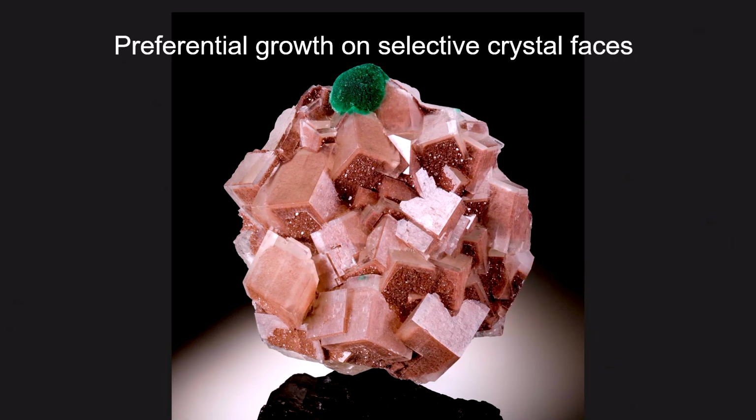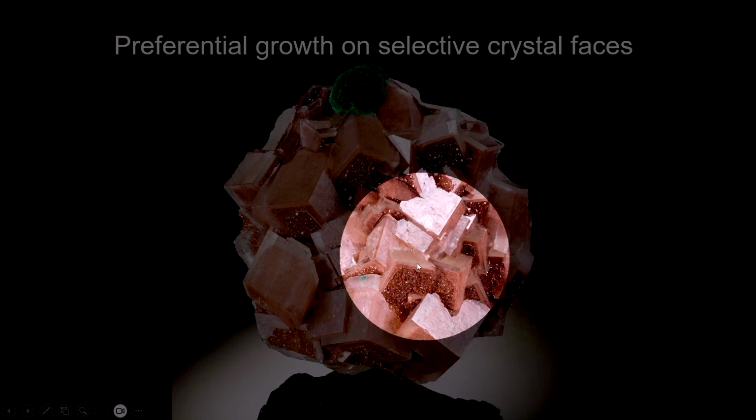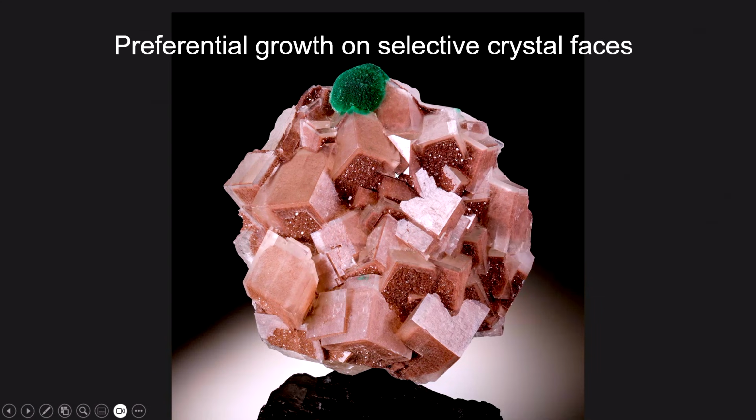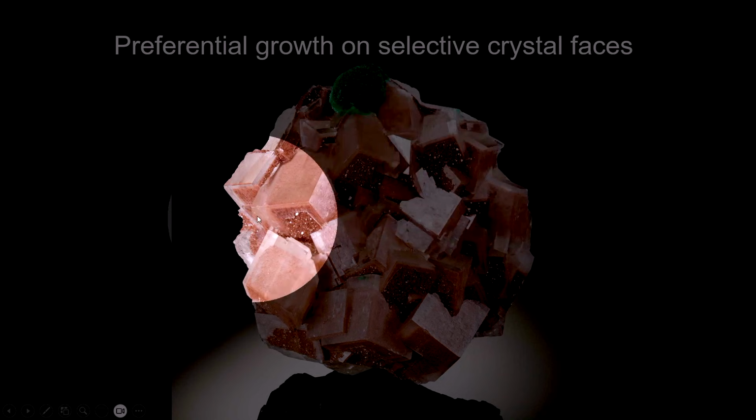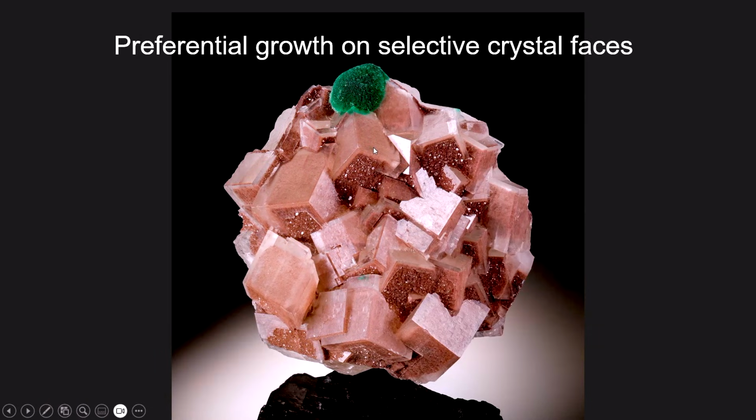In other cases, we can have preferential growth on selective crystal faces. I'm not sure exactly how this developed, but I think what happened is that there was directional flow in the pocket, and that led to the granular crystals being deposited on all the faces that were facing down this way, and then a second generation of calcite formed on the crystals that are facing upwards. And this was a clear and relatively colorless crystal face.